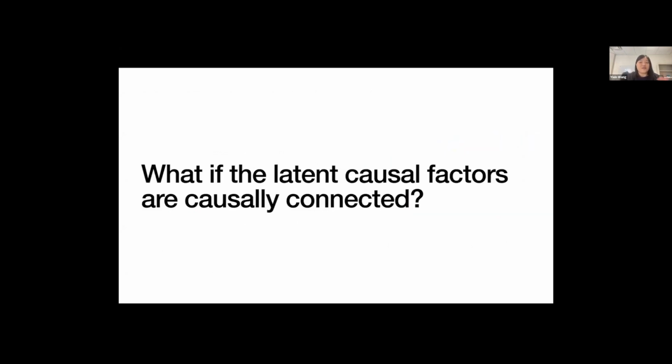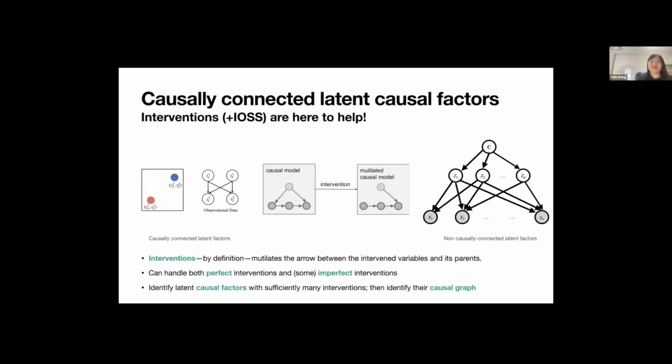All right. So now we're finally going to get to the meat. What if we're dealing with a harder case where things are causally connected? This is where interventional data plus independent support is here to help. By definition, interventions mutilate the arrow, removing the arrow between the intervened variables and their parents. So we start with the case where these latent variables are causally connected, but now we intervene on them, so we remove this arrow.